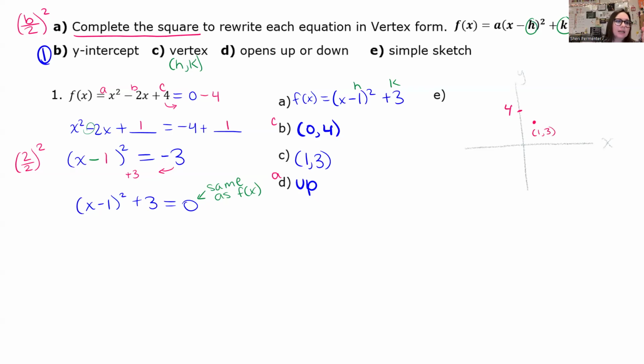From here, I can sketch a graph. I know that it looks like a quadratic. And a quadratic looks like a U. So there's my simple sketch. We're going to get more in depth with sketching our graphs, but right now it's just a simple sketch.